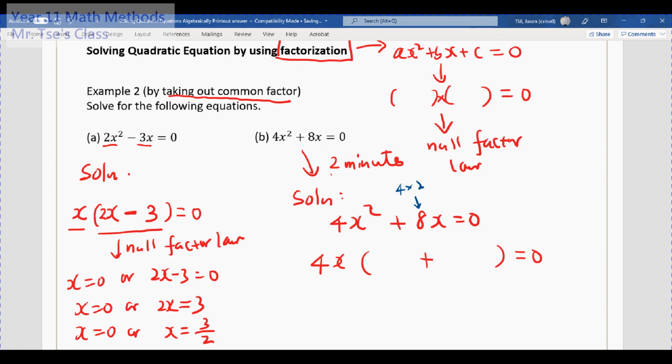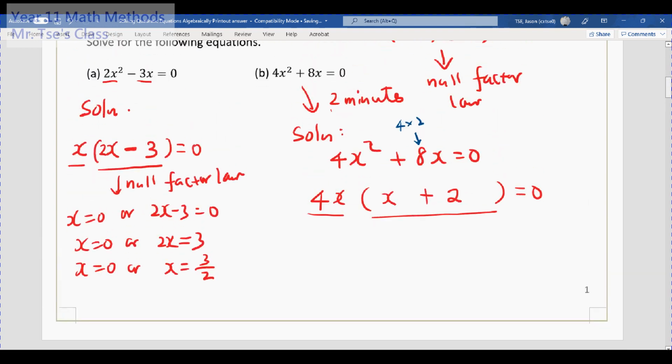After 4 and x have gone, what would be left behind in the first term? 4 is gone, and from x squared you got 1x out, so you still have 1x left behind. And for the 8, 2 is left behind, and x has gone. So you see, again, there are two factors. Then you can apply the null factor law again. So that's the whole idea.